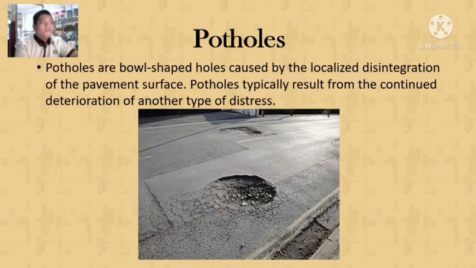Potholes. Potholes are bowl-shaped holes caused by the localized disintegration of the pavement surface. Potholes typically result from the continued deterioration of another type of distress. Segregation cracks or failed patches may serve as the start of a pothole. Poor mixtures and weak spots in the base or subgrade accelerate pothole failures.